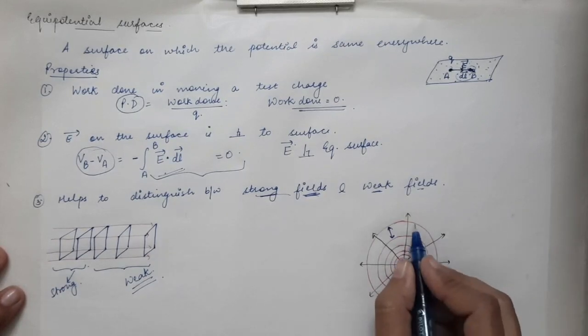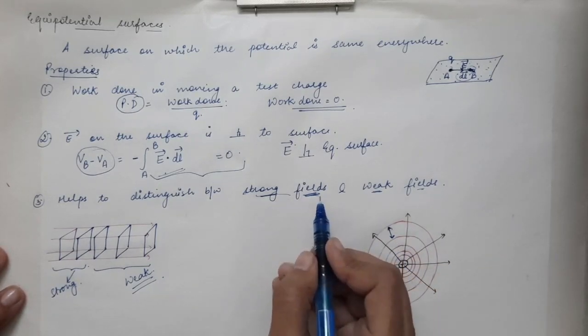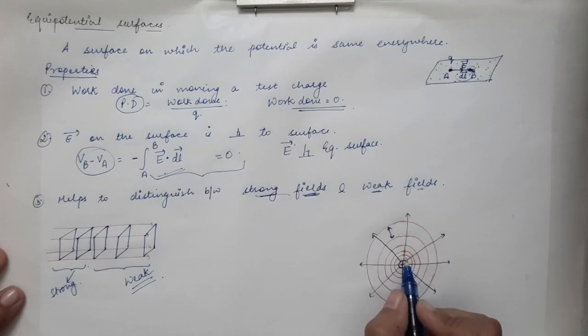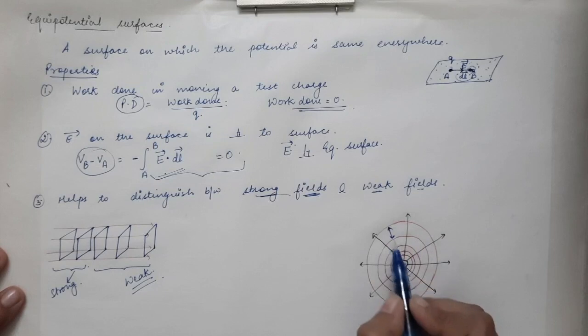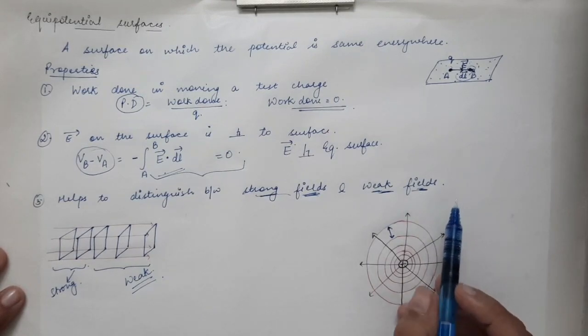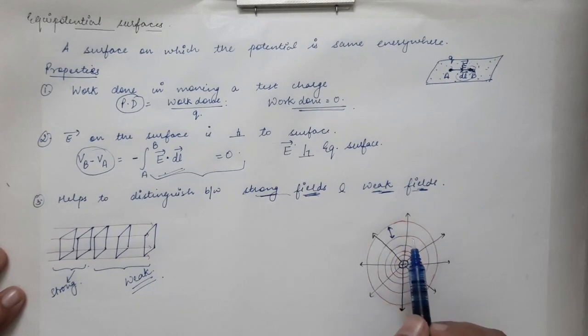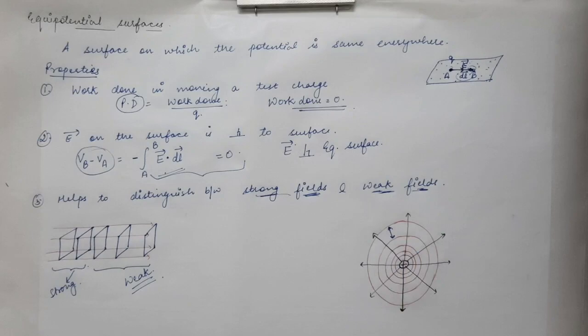So the density of the equipotential surfaces is drawn according to the strength of the electric field. Close to the charge, the strength of the electric field is more, therefore the equipotential surfaces are drawn close to each other. Whereas as you move away from the charge, the electric field decreases, that is, the field becomes weak, due to which the equipotential surfaces drawn away from the charge are less dense. So these are all the properties of the equipotential surface.